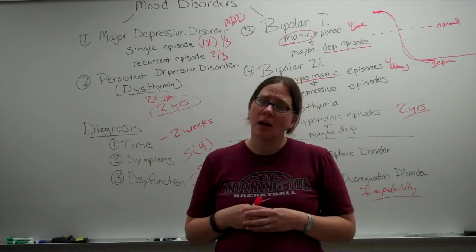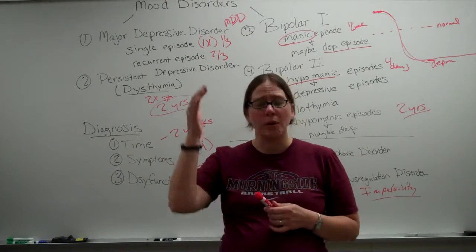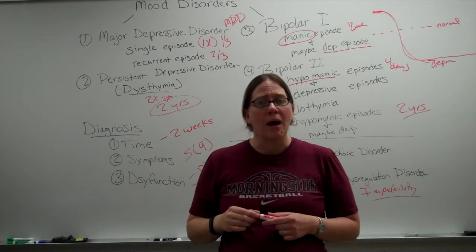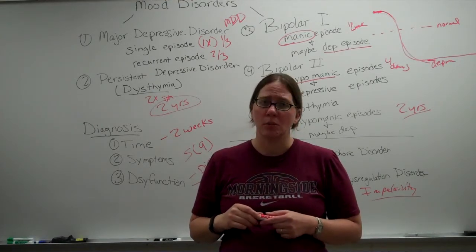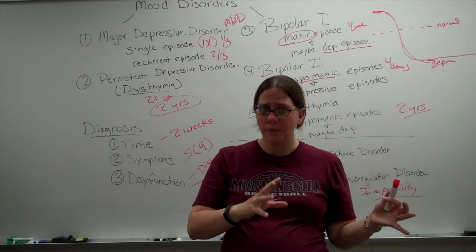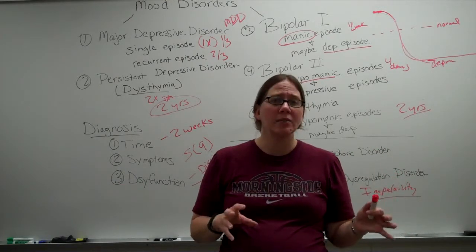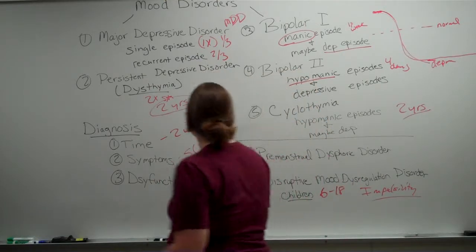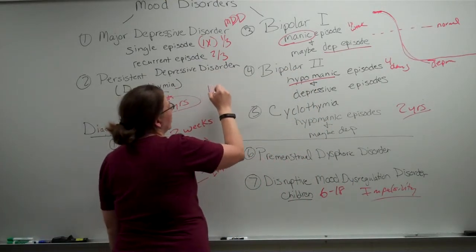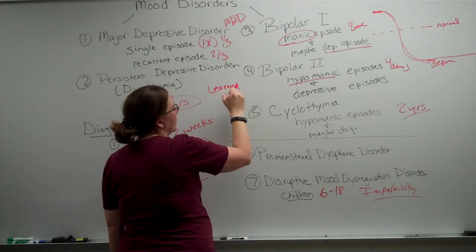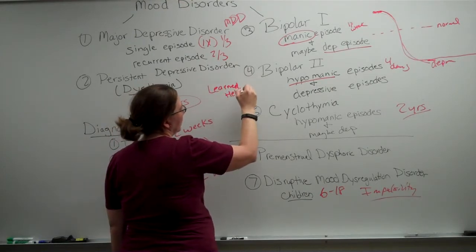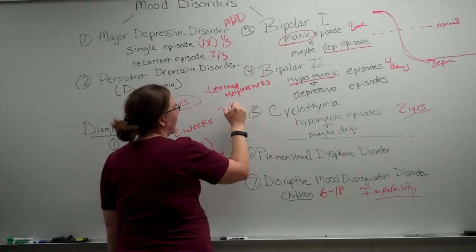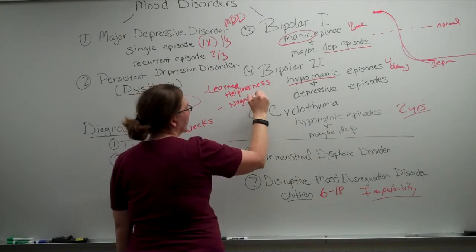The etiology oftentimes is very biological. We know there's some neurotransmitter stuff going on. We know that there's some brain areas involved. But look at the psychological explanations as well, particularly the behavioral, learned helplessness, and the cognitive, the negative triad. Those are some major theories that you should be aware of. So learned helplessness is a behavioral theory. And the cognitive theory is the negative triad, or the cognitive triad.